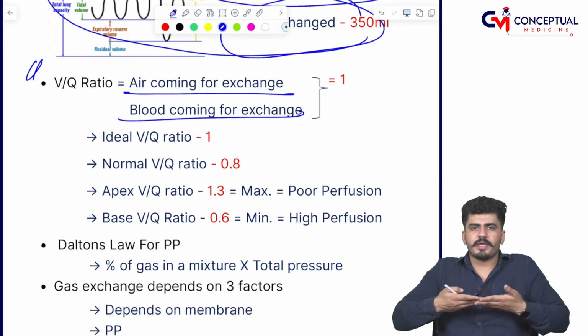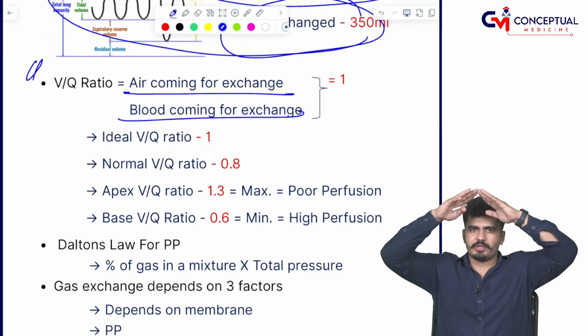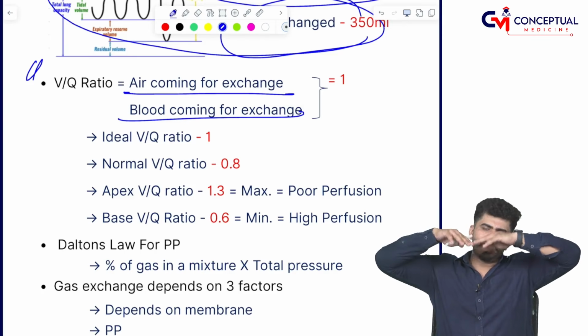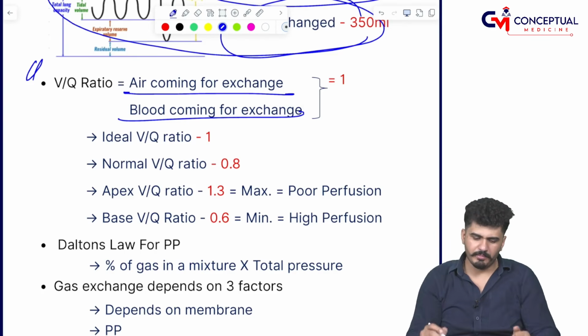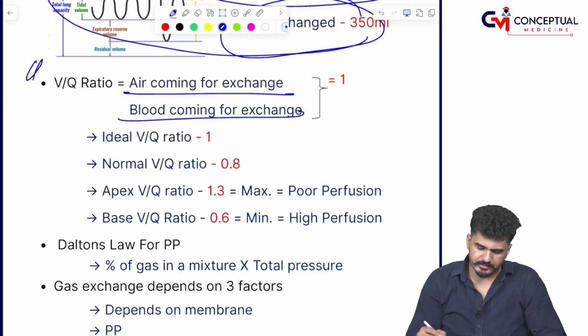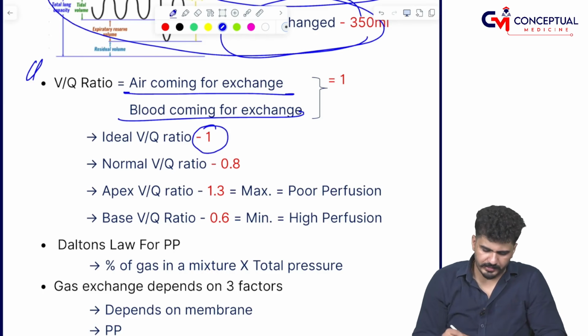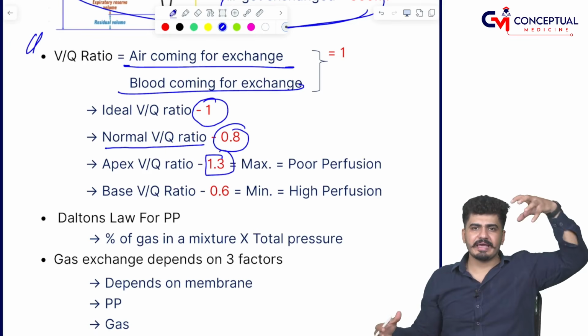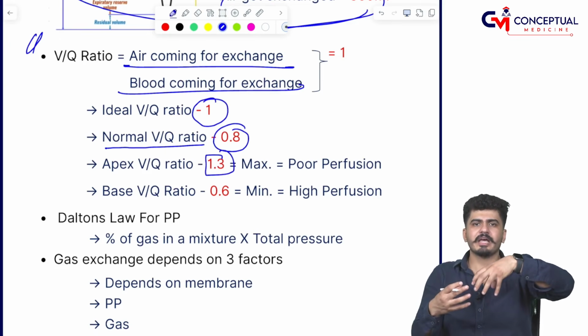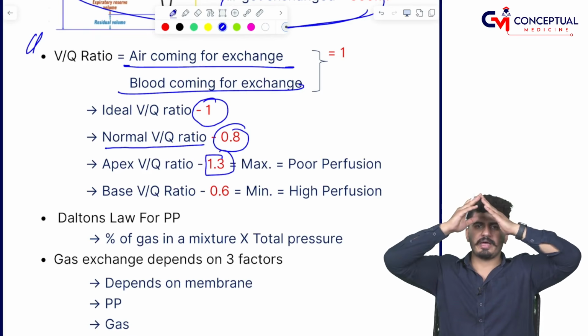So blood at the base of the lung will be more as compared to the apex. One thing, air will also be more at the base as compared to the apex. Done, sir? So remember, the ideal VQ ratio is 1, not -1. Normal VQ ratio is 0.8. At the apex the VQ ratio will be high. There will be a mismatch in the air coming and the blood coming because poor perfusion will be there at the apex of the lung.